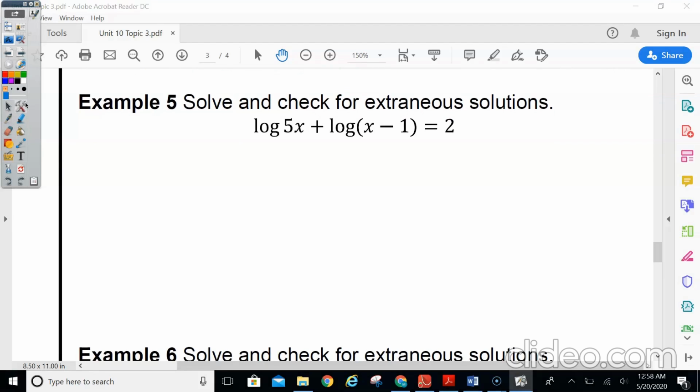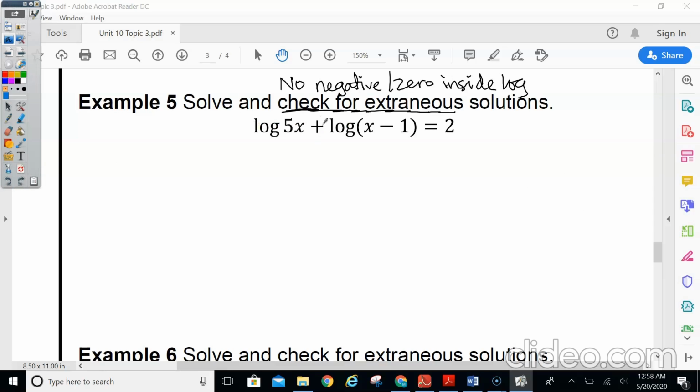When it says check for extraneous solutions, you need to make sure that the answer that you get is not, so no negatives or 0 inside the log, because the domain of a log is positive numbers, so you cannot have an argument that's negative. So if you get an answer and it makes it negative, you got to throw it out.